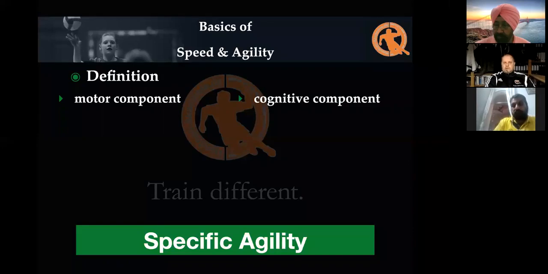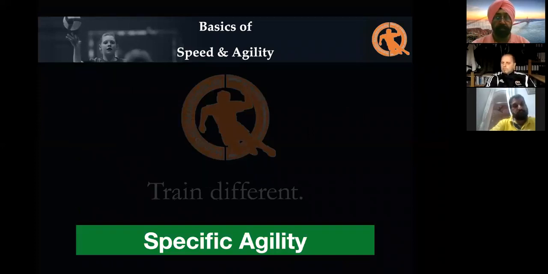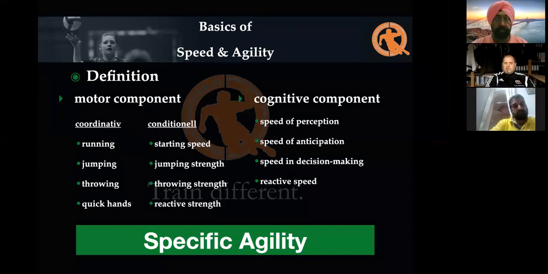On the motor side, we have coordinative elements and we have conditional elements. So different types of running, jumping, quick hands in defense, and so on. Different types of speed and strength are needed to move the body fast. No problem, no question. But for handball players, this is not enough. We need to focus on the cognitive component too, with elements like we see it here on the right side, speed of perception, speed of anticipation, speed of decision-making and reactive speed.